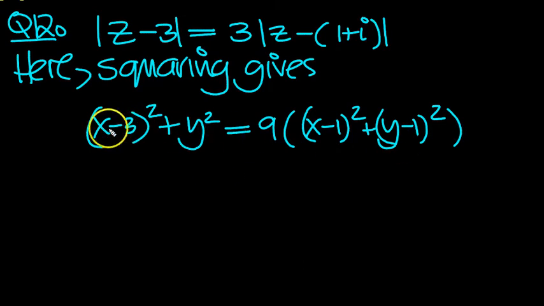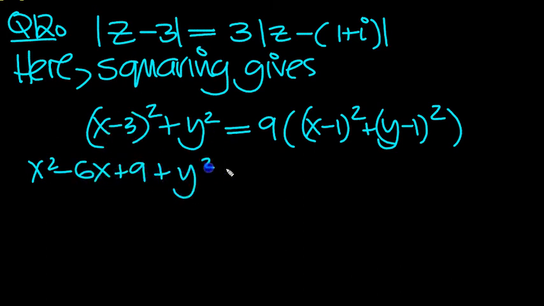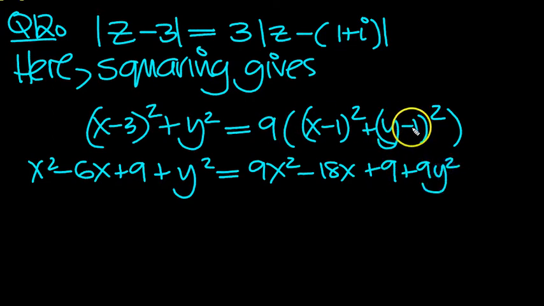So let's just expand it and see what we get then. We've got an x squared. We've got a minus 3 and a minus 3 is minus 6x. And then plus 9. Plus the y squared. Then we've got an x squared here times 9. So that's 9x squared. And then we've got minus 2x times 9 is minus 18x. And then we've got a plus 1 times 9 is plus 9. We've also got a y squared times 9. Minus 2 times 9 lots of y is minus 18y. And then plus 1 at the end, when you square it, times 9 is plus 9.